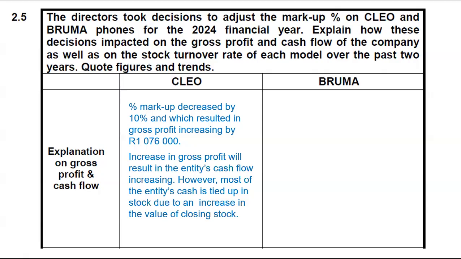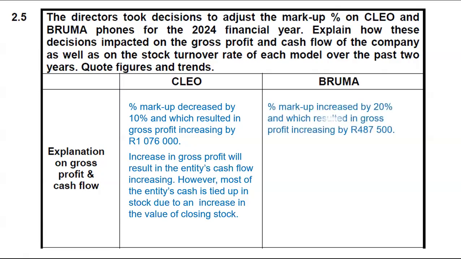Okay. And for Bruma though, I said the markup increased by 20%, which resulted in the gross profit increasing by 487,500 compared to 1 million on the other side. Remember, Bruma cell phones are cheap, so that's why the profit only increased by half of the gross profit in Clio. Clio is high quality products that are quite expensive, right?